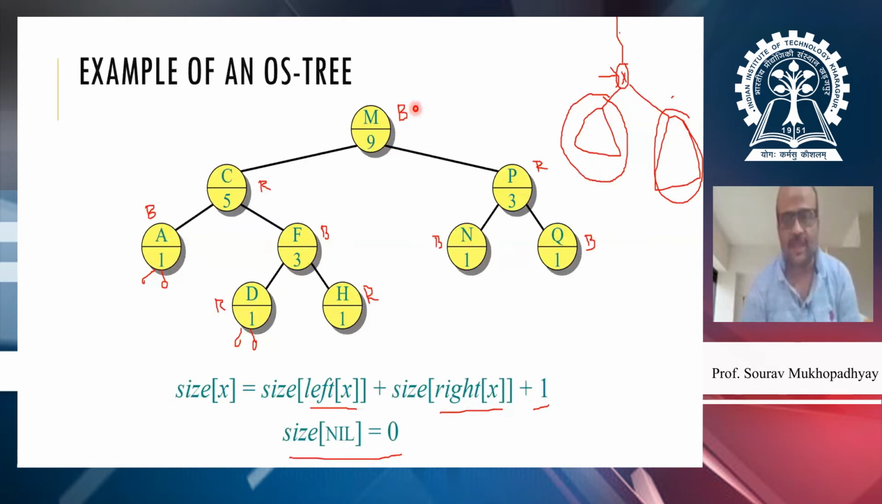Now why we are doing this and how it will help us, we will see when we go further. Why is this size important for our case? We are trying to get the ith smallest element. How is the size important in terms of the ith smallest element?